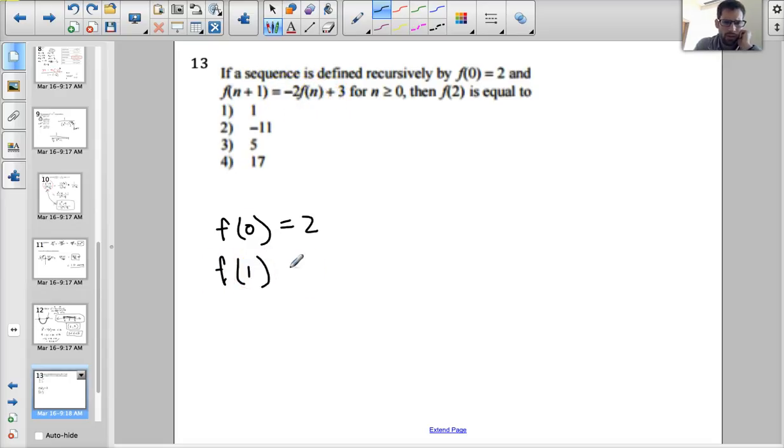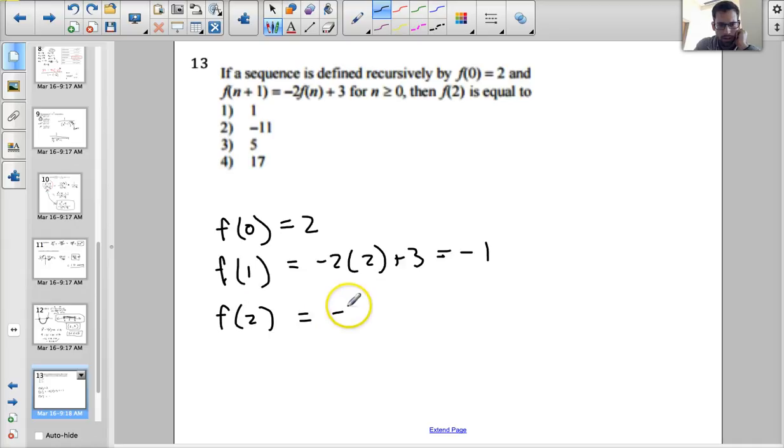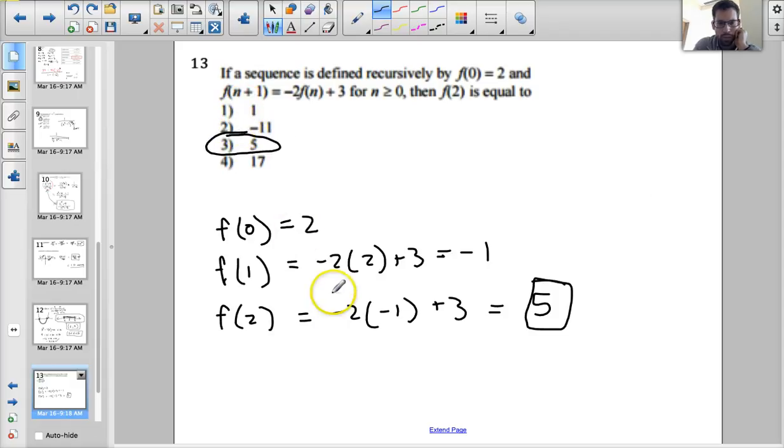So that means the first term of the series is going to be negative 2 times the previous term plus 3. Negative 2 times 2 is negative 4 plus 3 is negative 1. The second term here is going to be negative 2 times the previous term, which in this case is negative 1, plus 3. So this would be negative 2 times negative 1, which is positive 2, plus 3, which is 5. Great. Okay.